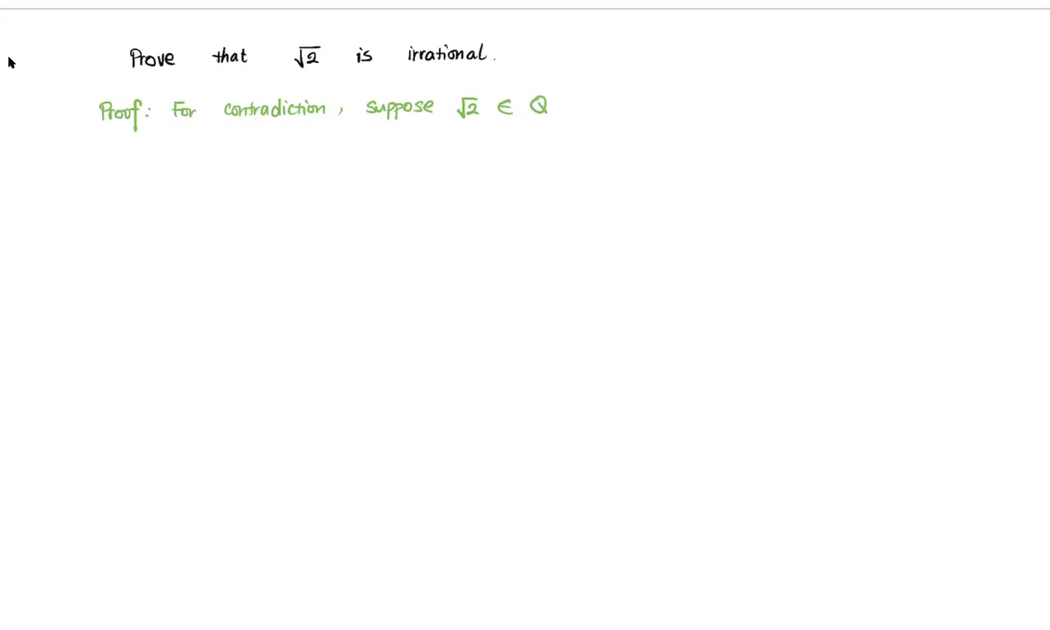Okay? Since it's a rational number, we can write it as A over B, where A and B are integers, B is non-zero, and let's assume GCD of A and B equals 1. You're too loud, Bonnie. Okay.